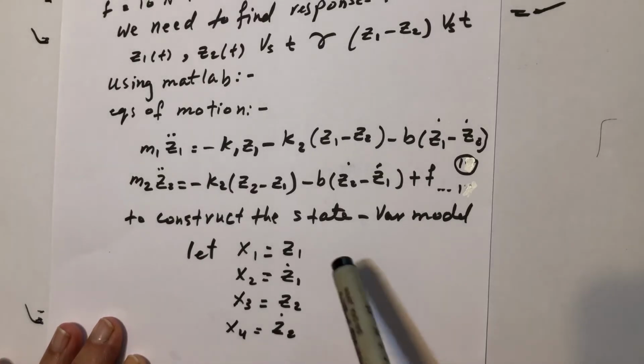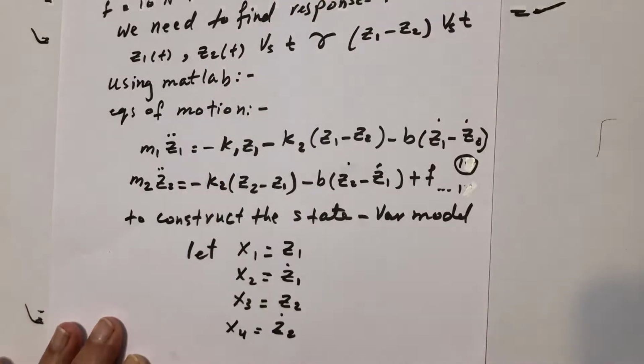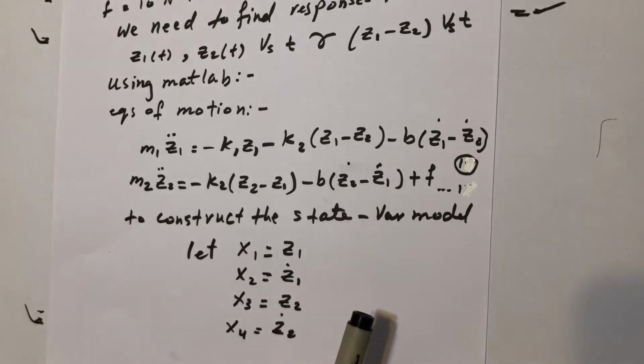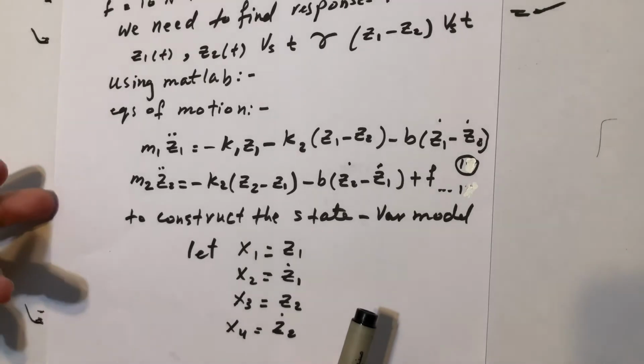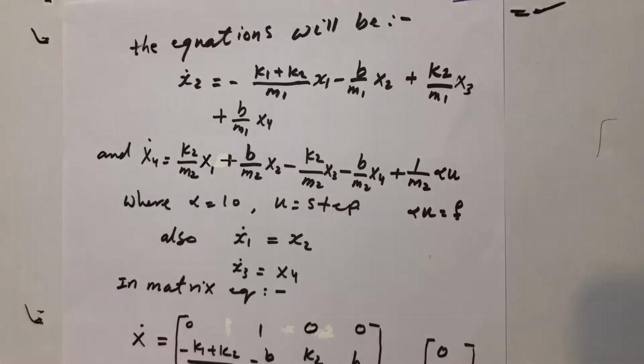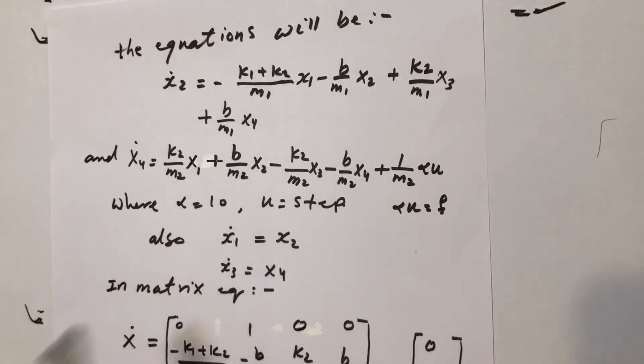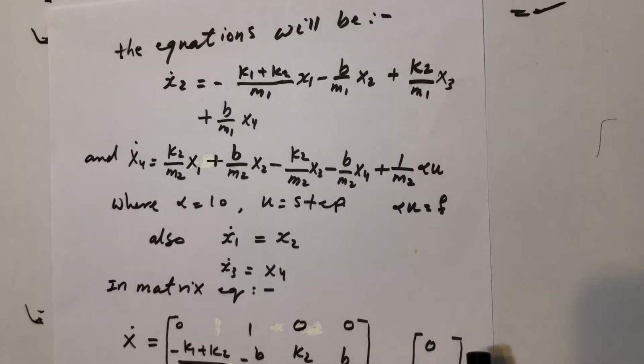Because we have 2 motions, the states are x1 equals z1, x2 equals z1 dot, x3 equals z2, and x4 equals z2 dot. So we have 4 states. This means the A matrix will be 4 by 4. Now arrange the equations as you know, putting the highest derivative on the left-hand side.